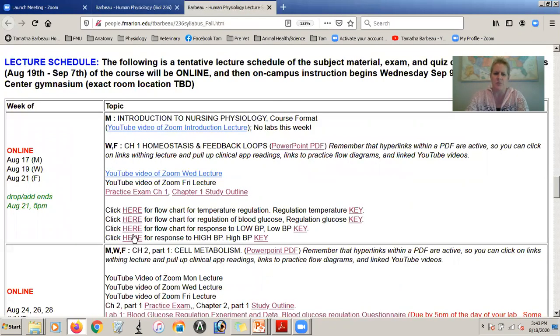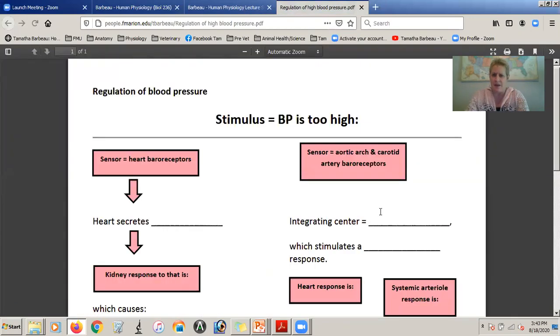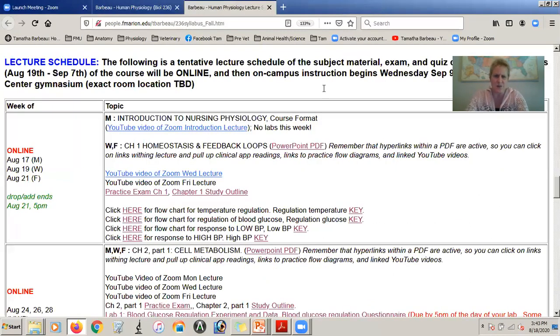For the high blood pressure, if I click on that, now on the right-hand side is the baroreceptor and medulla response that you want to practice. On the left, it says heart baroreceptors. You don't have to study that. That's not included for this chapter 1. Heart baroreceptors, again, we won't cover that until we get into the cardiovascular chapter. Okay, so that's important. Okay, back to the syllabus.